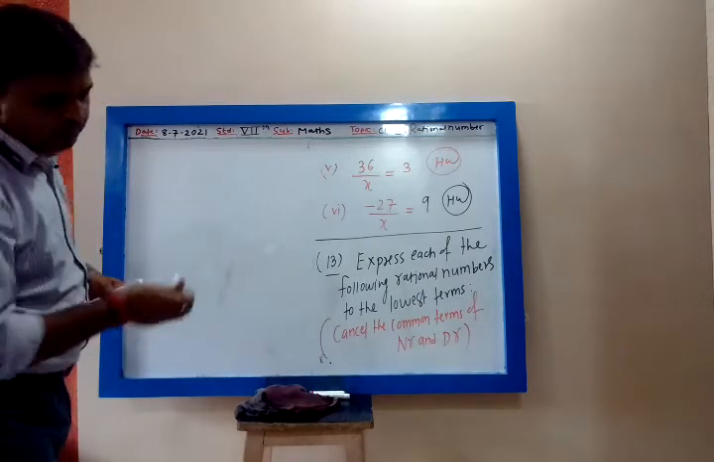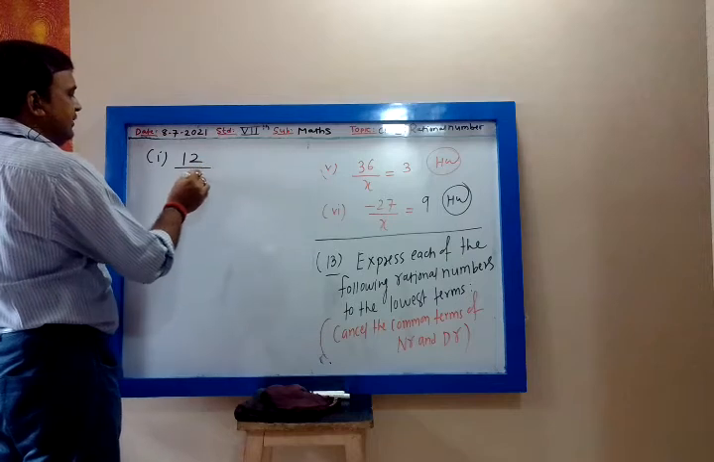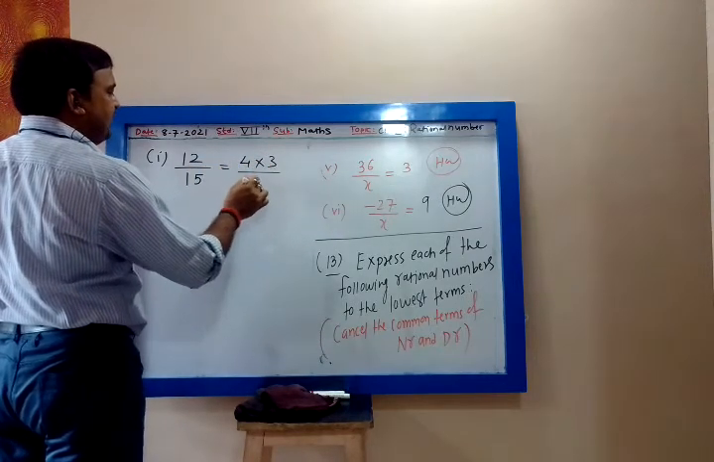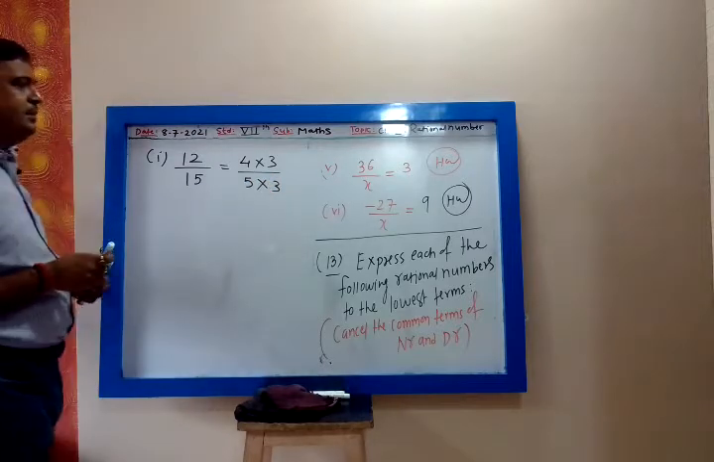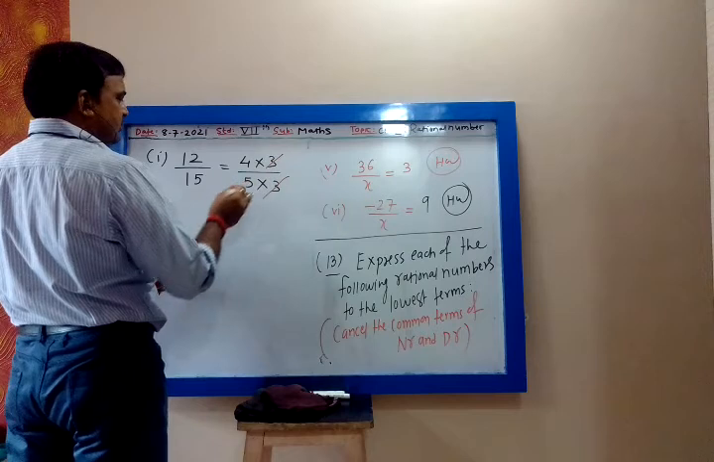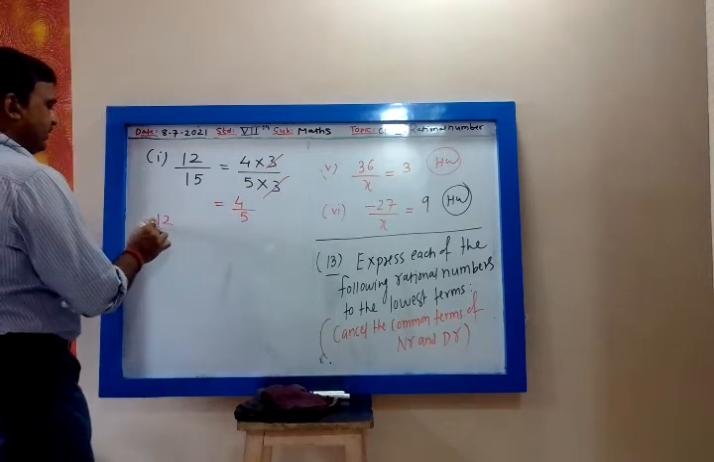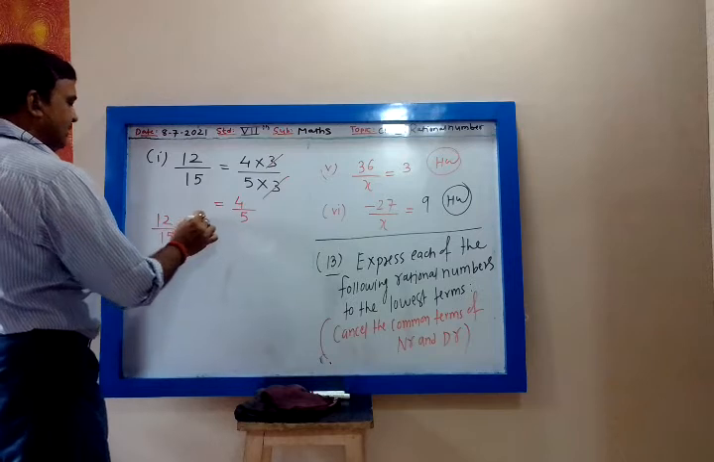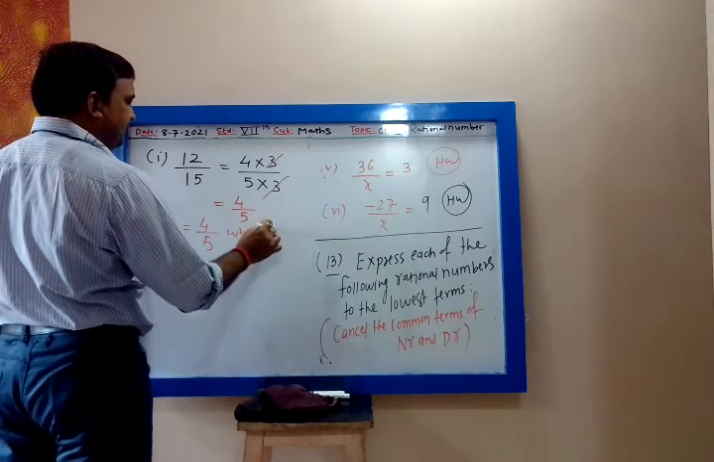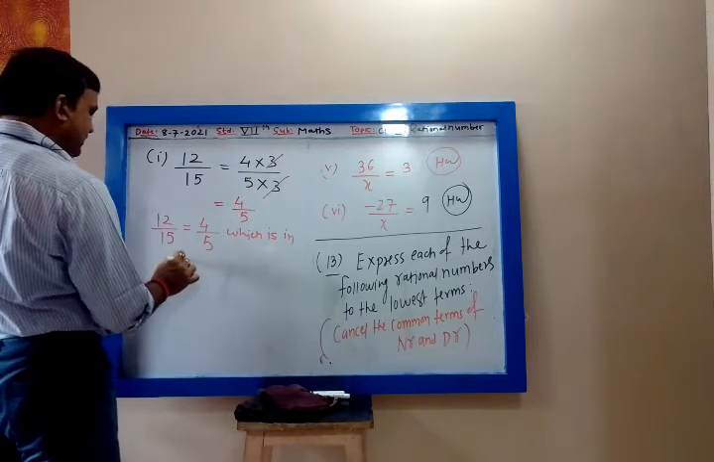So let us take the first. It is 12 upon 15. What will you write? 12 I can write as 4 3s are 12. 15 I can write as 5 3s are 15. Now which term is common? 3 is common. Cancel that. So what is left? 4 upon 5. So we write 12 upon 15 as 4 upon 5, which is in the lowest form, because further we cannot cancel.